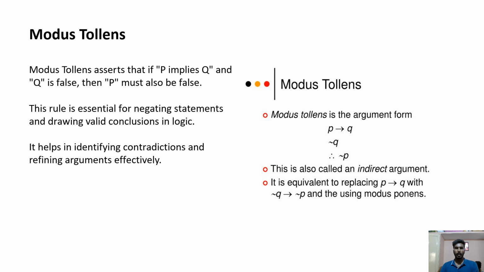Modus tollens. Modus tollens asserts that if P implies Q and Q is false, then P must also be false. This rule is essential for negating statements and drawing valid conclusions in logic. It helps in identifying contradictions and refining arguments effectively.